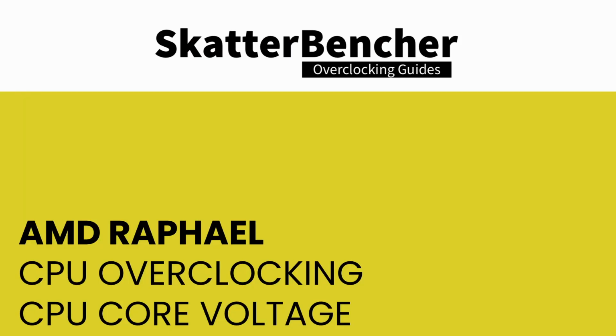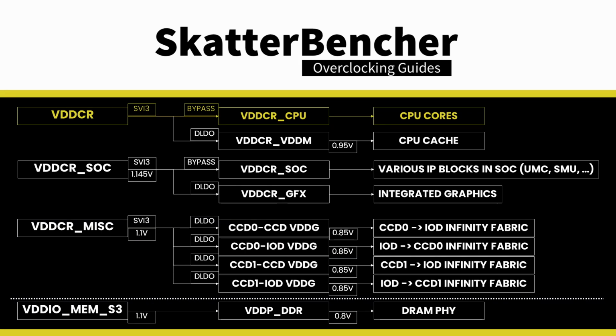The CPU core voltage is provided by the VDDCR CPU internal voltage rail, which is powered by the VDDCR external voltage rail. The internal voltage rail is bypassed, thus the external voltage rail controls the core voltage directly. You don't need to adjust this voltage in regular operation with Precision Boost. However, if you want to set a manual overclock in OC mode, you must configure the voltage directly.